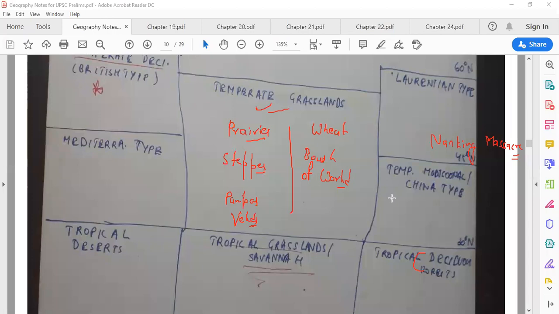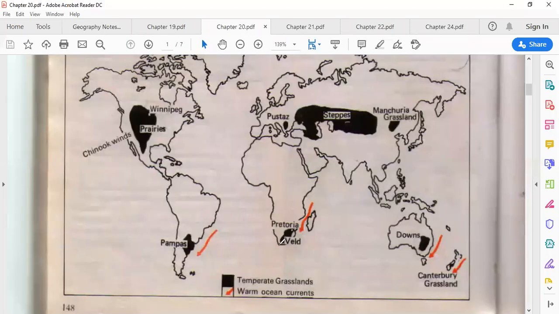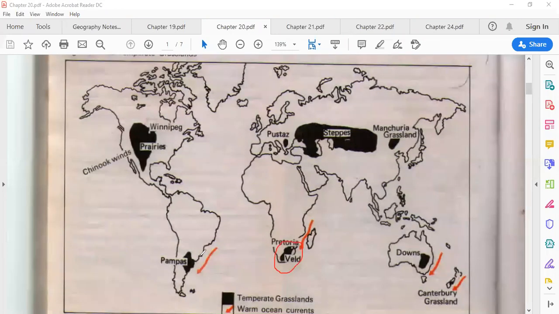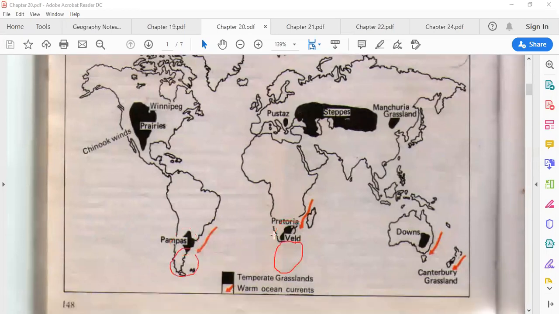Steppes you can see in portions of Asia and Europe. Pretoria, Veld is there in South Africa, Pampas is in Argentina. And you can see here these temperate grasslands. Generally, we have seen hot deserts were associated with cold currents. These temperate grasslands are associated with warm ocean currents.